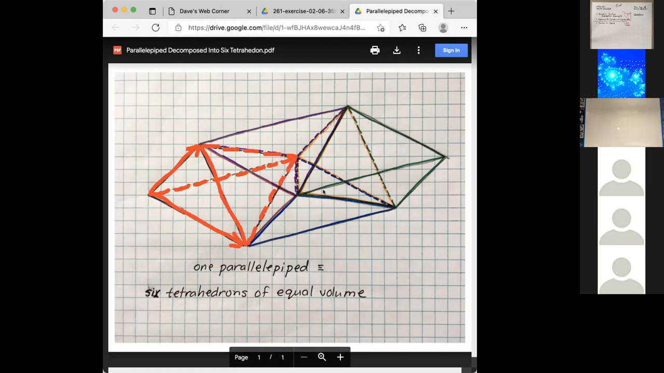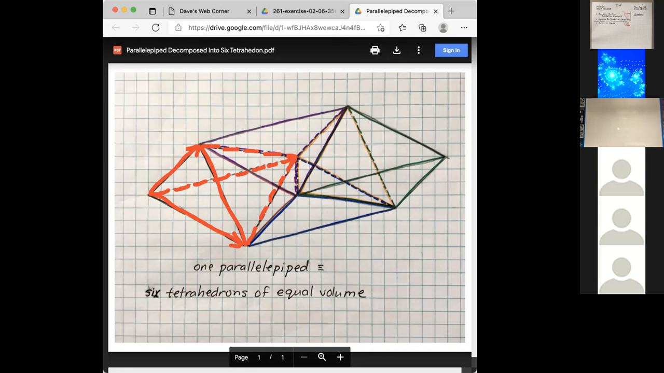So set this as an exercise to yourself. How do you know that these six tetrahedra are exactly the same volume? That's how we conclude that one parallelepiped is made out of six equal volume tetrahedra. Think about that, see what you can accomplish.